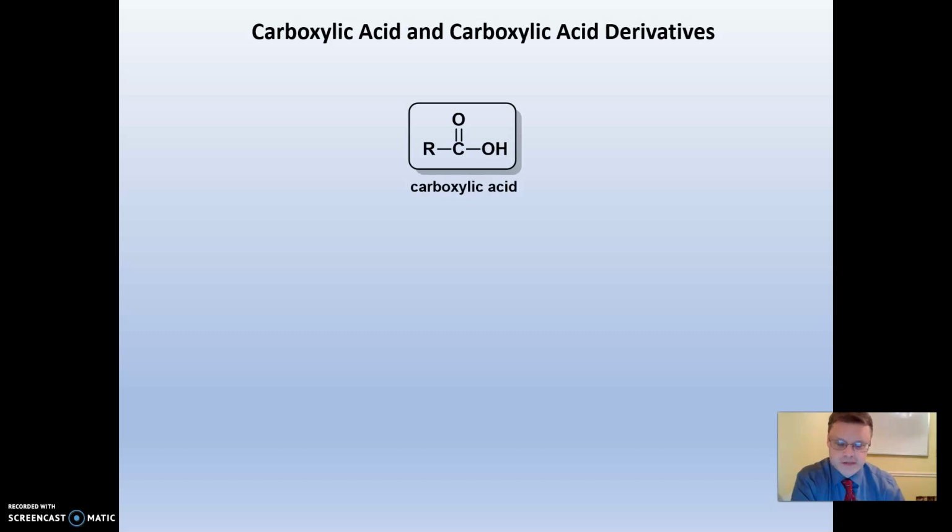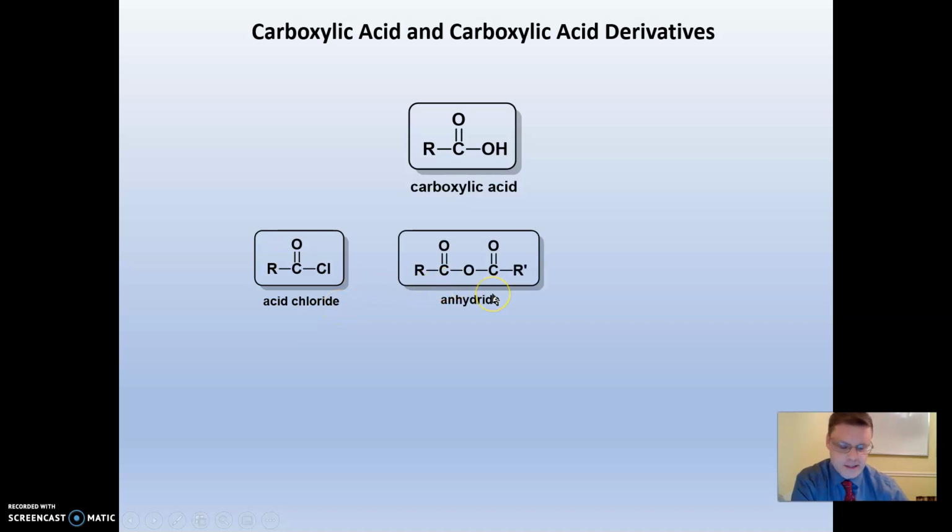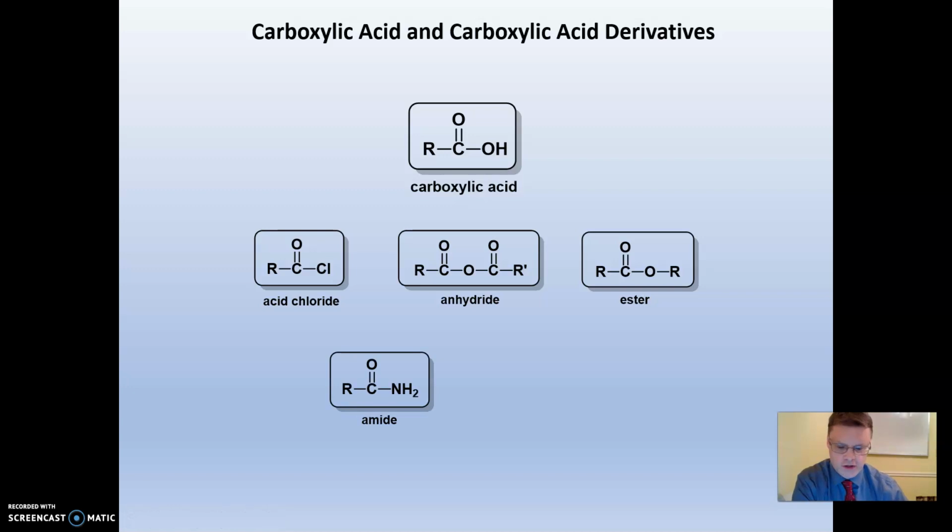So this is a carboxylic acid, and it's composed of a carbonyl that has an alkyl group attached to one side and a hydroxy group attached to the other side. And a carboxylic acid derivative would be compounds that, when they undergo hydrolysis, will form carboxylic acid. So a hydrolysis reaction is a reaction with water in which you break a bond. And some carboxylic acid derivatives include acid chlorides, acid anhydrides, esters, amides, and carboxylates.